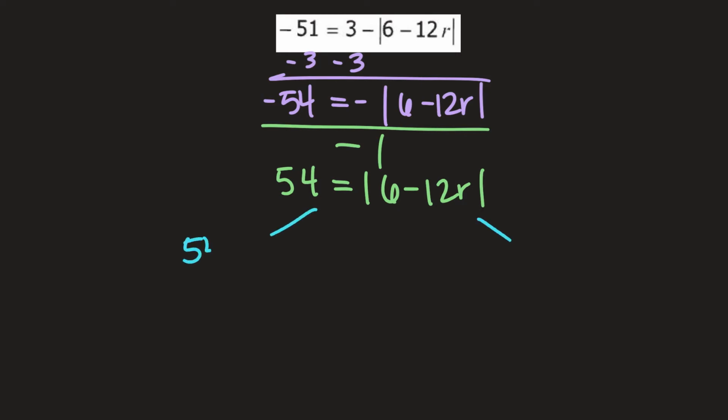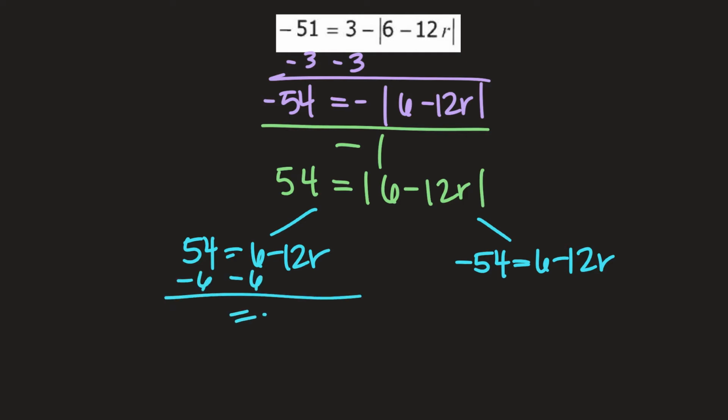So I have the positive case, 54 is equal to 6 minus 12r. And then I have the negative case, negative 54 is equal to 6 minus 12r. So subtract 6 on both sides. And I have negative 12r is equal to 48. And then solve for r, so divide by negative 12. So r is equal to negative 4.